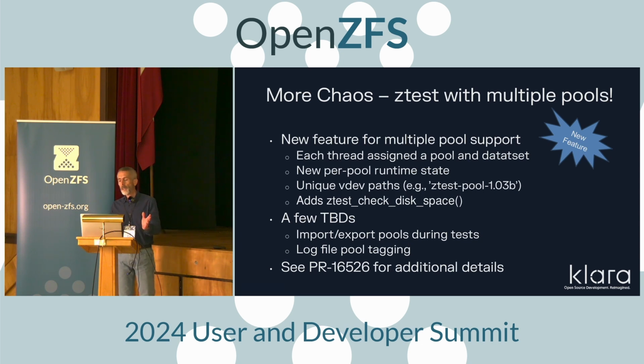So when you say I'm going to run it with multiple pools, or even without multiple pools, but you're going to do a DRAID with 50 disks, it'll check whether you have enough space to do that before running the test. That's a nice benefit. There's a few TBDs left on that pull request.